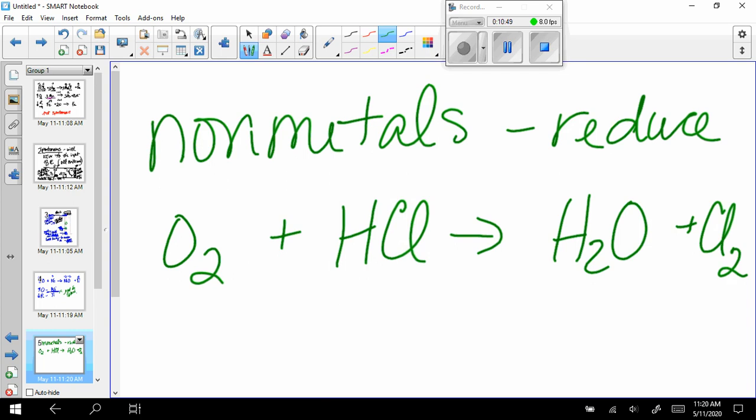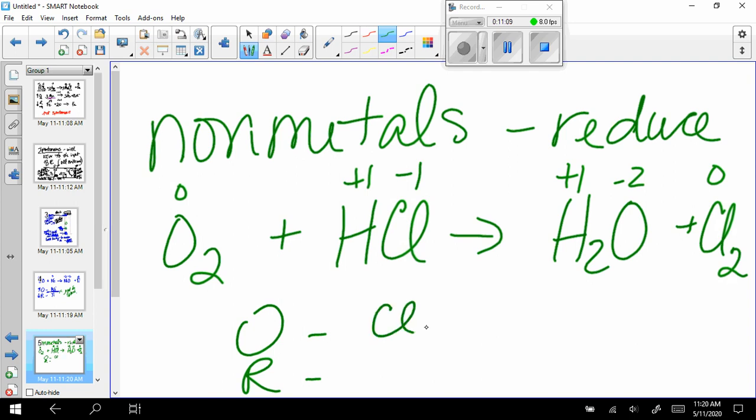All right, let's do our charges. Here, this is a +1, and here it is still a +1. Cl is a -1 here, and it's a 0 here, and oxygen is a 0 here, and over here it's a -2. So what went up in charge? Cl did. It went from a -1 up to a 0.